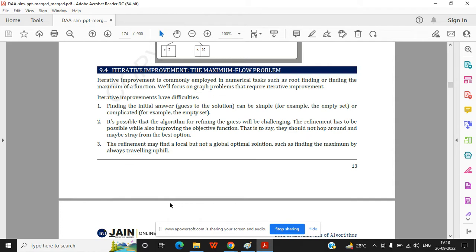Okay, so maximum flow problem. We will start from the maximum flow problem. Maximum flow problem is basically a network flow problem.